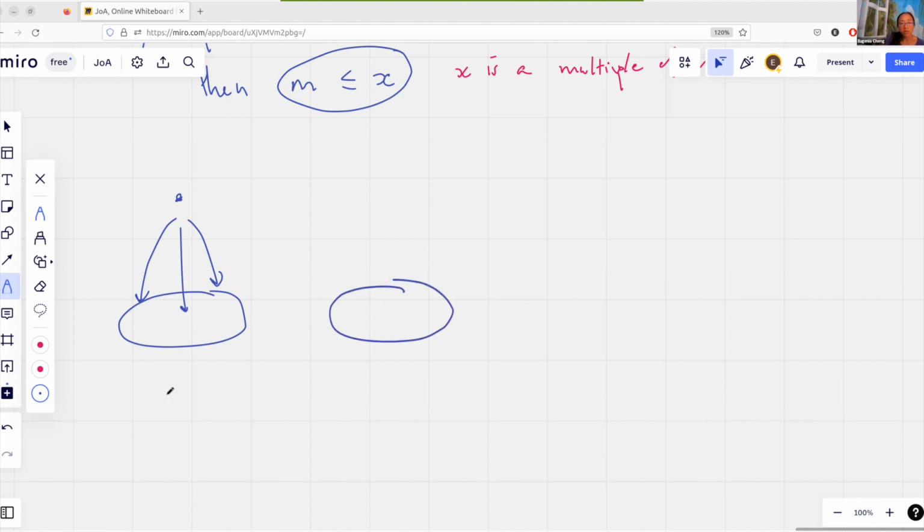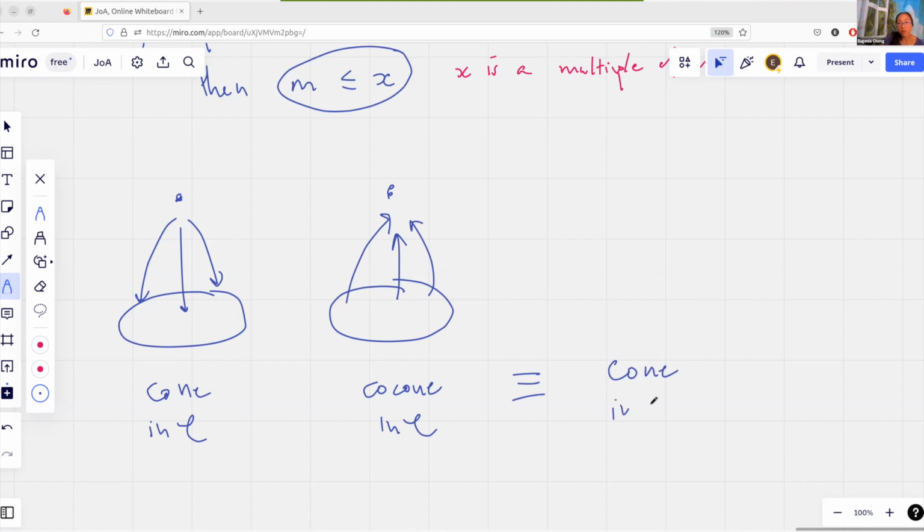A universal cocone, so this is a cone, and this is a cocone. A universal cocone is something that looks like this with a universal property. So this is a cone in C, and this is a cocone in C. A cocone in C is a cone in C-op. So the coproduct is not a universal cocone in C-op, it's a universal cone in C-op.